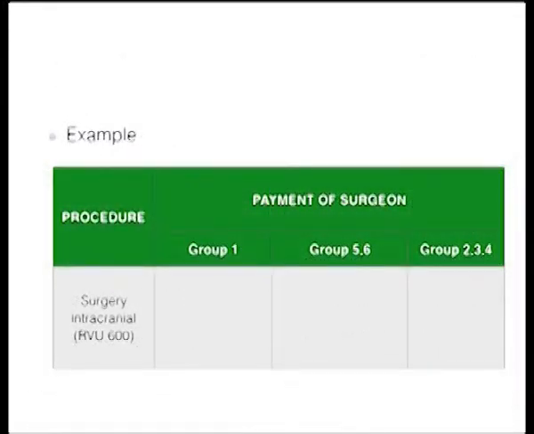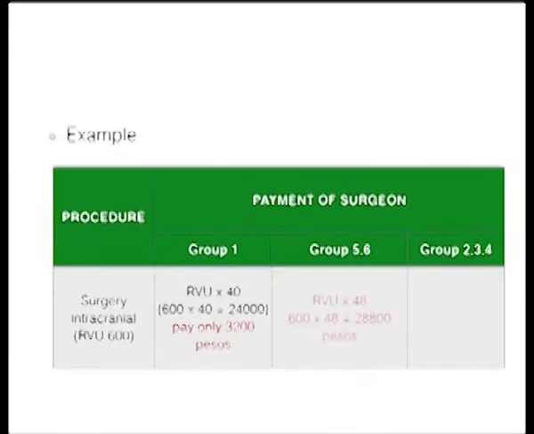In the example shown, intracranial surgery was done with an RVU of 600. For Group 1 physicians, professional fee reimbursed will only be 3,200 pesos despite actual computation of 24,000, since there is a limit in payment for general practitioners.